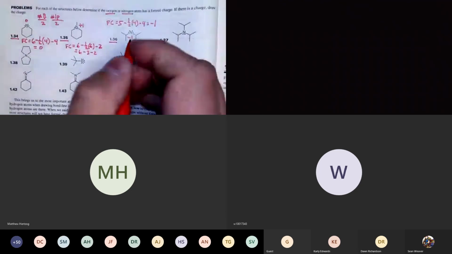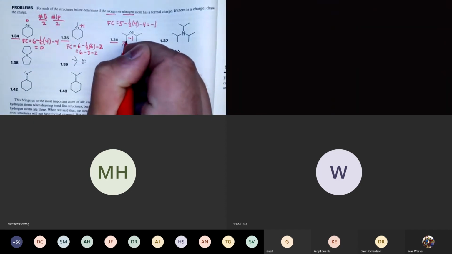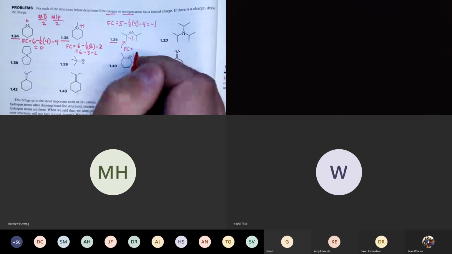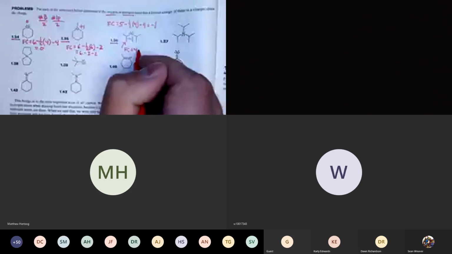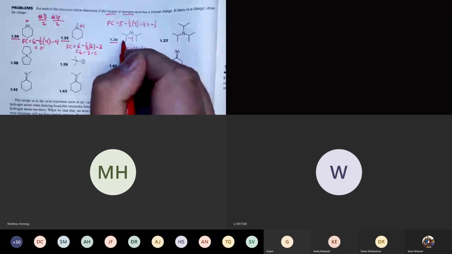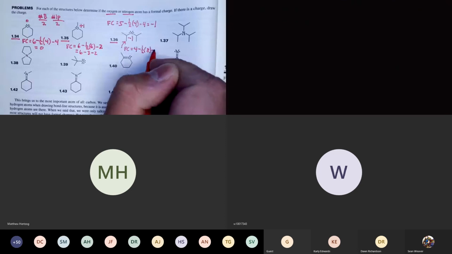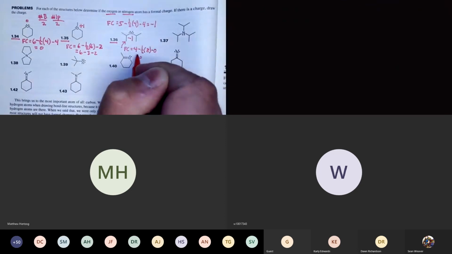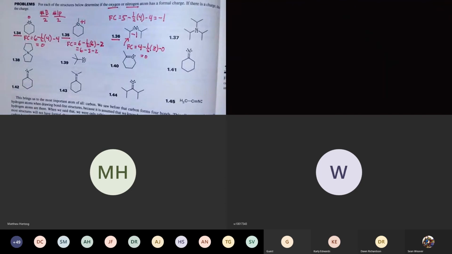Just to show you before we end, say you wanted that carbon, this methyl group. There's no charge associated with it, so how do we determine that? Carbon is group 4 minus 1/2 of the bonds. There's 3 hydrogens, so 2, 4, 6, 8. There's no lone pair electrons, so 4 minus 4 is 0. So the carbon is 0. So it's implicit, right?